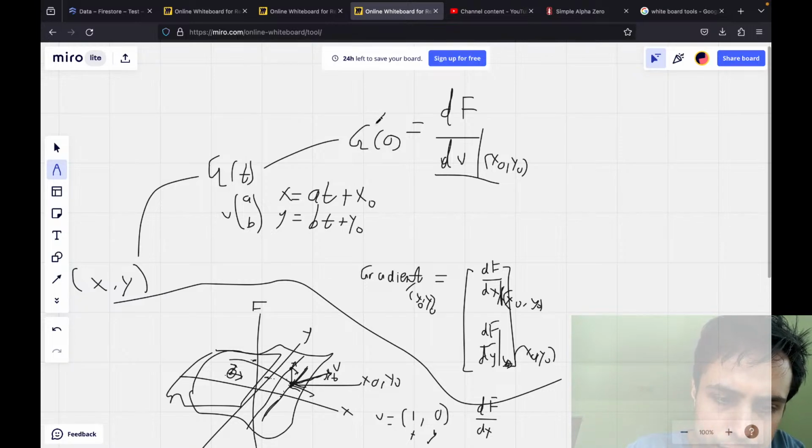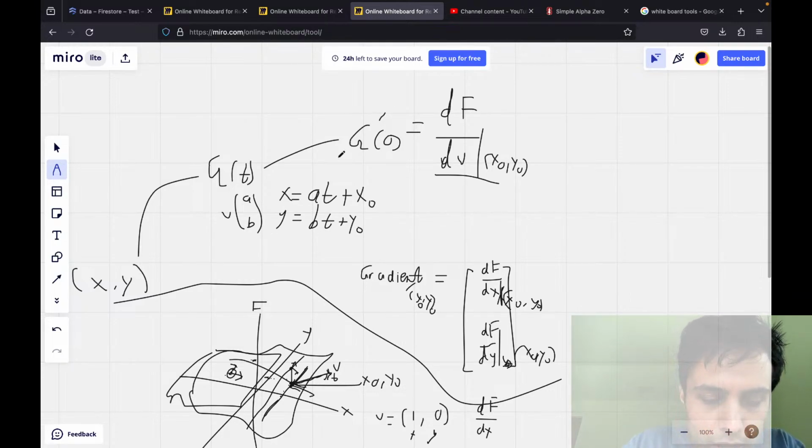So that change, in terms of taking a step in this direction t, is basically g prime of t, where t equals 0, and that is exactly what we want here: the directional derivative. We take a little step in this v direction, and that affects some change in f, and that is g prime of 0. So that's what we want.